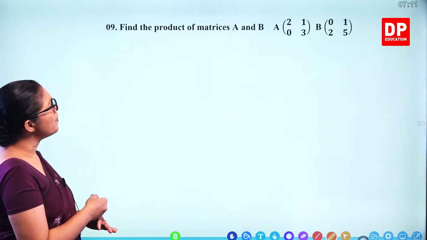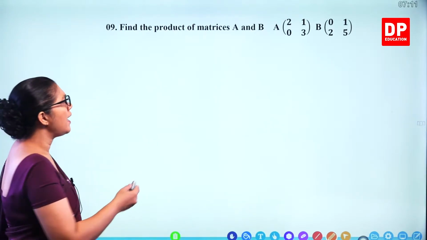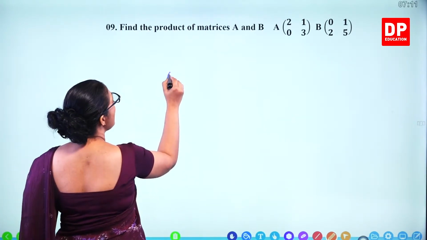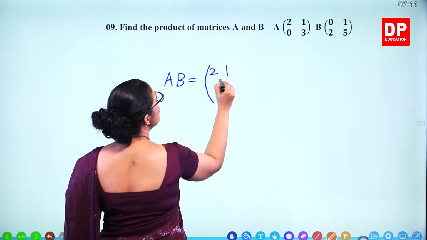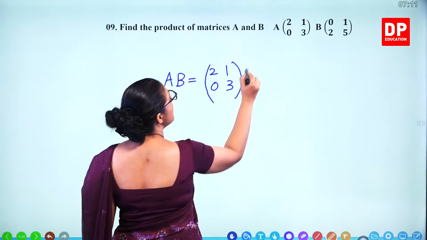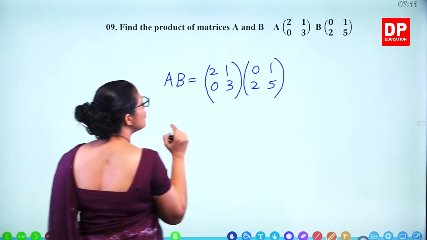Question number 9. Find the product. So that means multiply the two matrices. 2 by 2, 2 by 2. So both are okay for multiplication. So AB is equal to [2 1; 0 3] multiplied by [0 1; 2 5]. So what do you do?